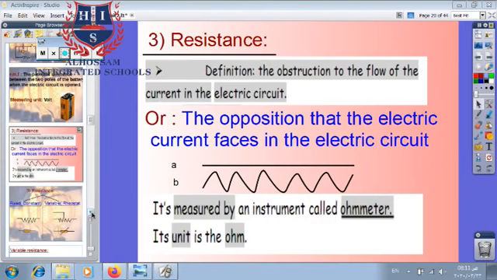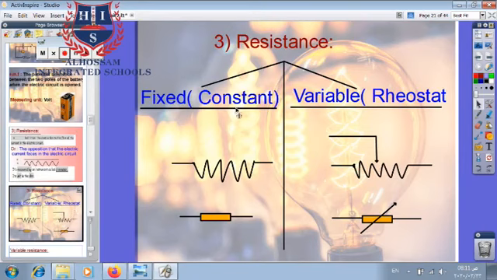We have two types of resistance: fixed or constant resistance, and variable resistance, which is the rheostat. The fixed resistance we can symbolize, or draw in the electric circuit, like this or this, while the variable one is drawn as this or this.